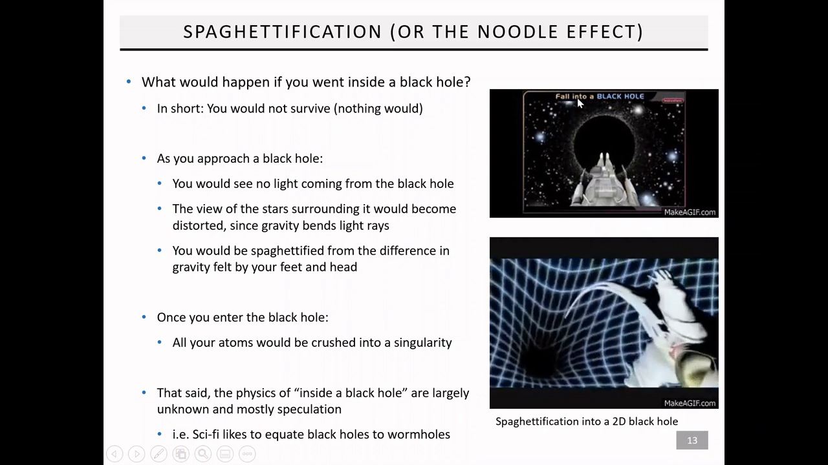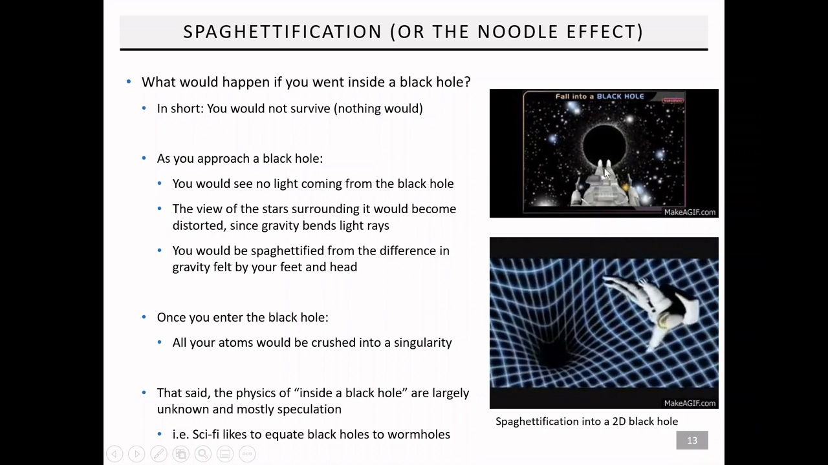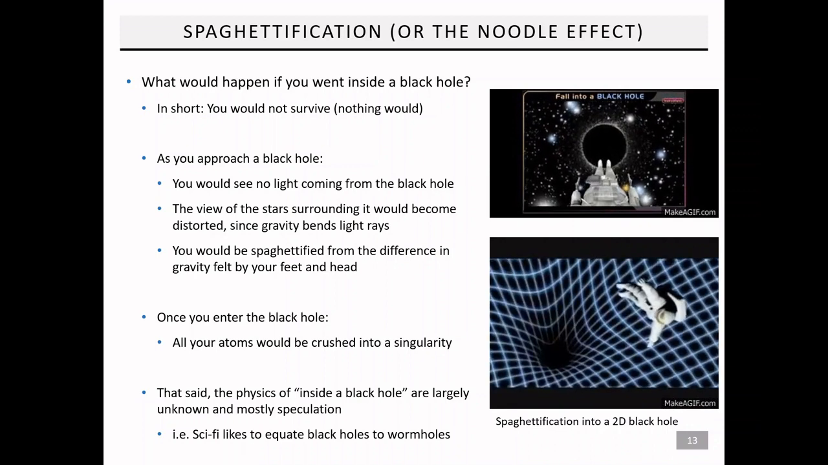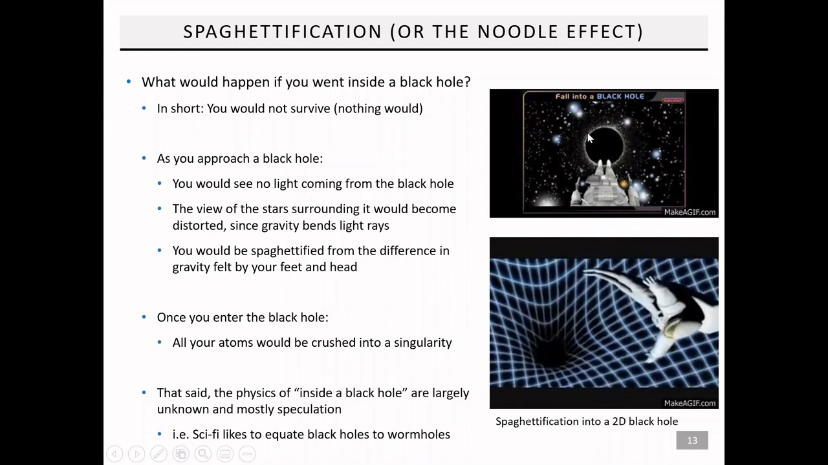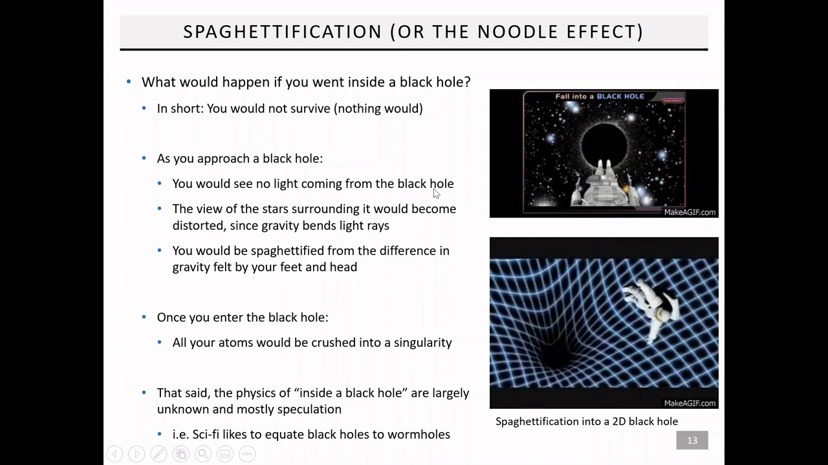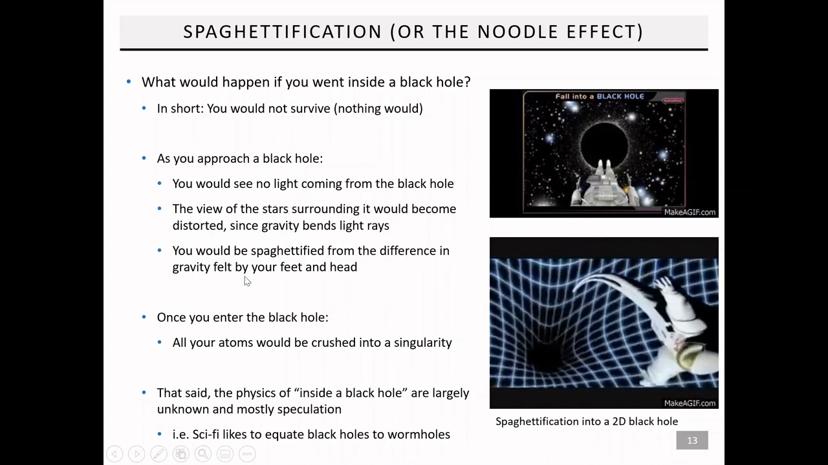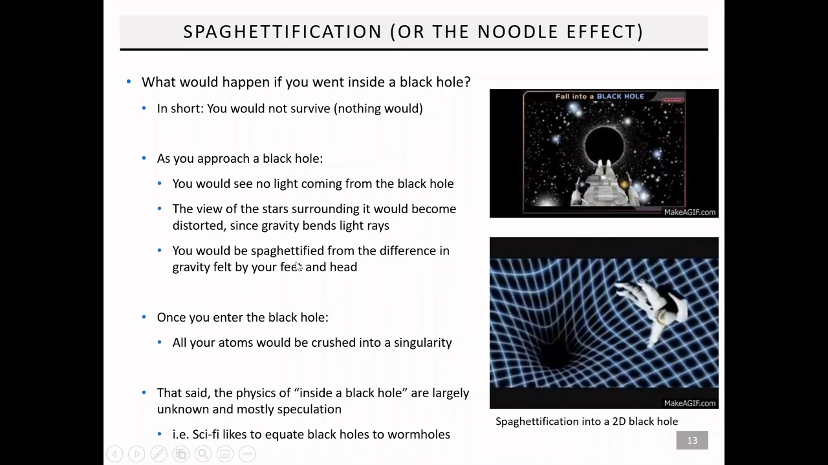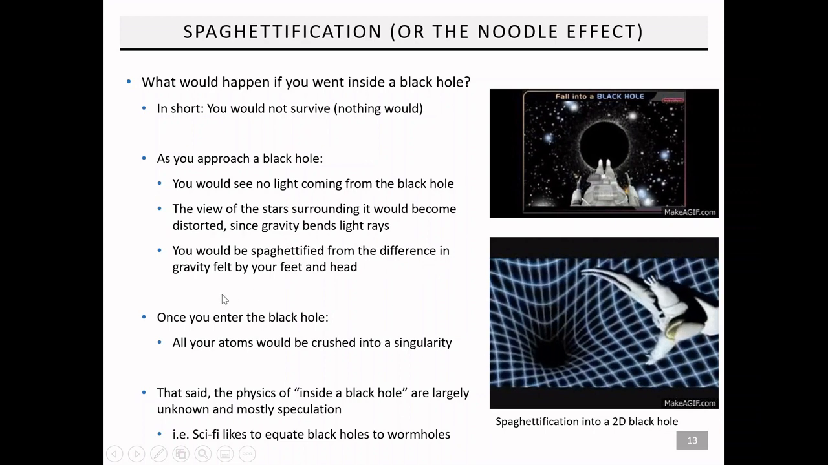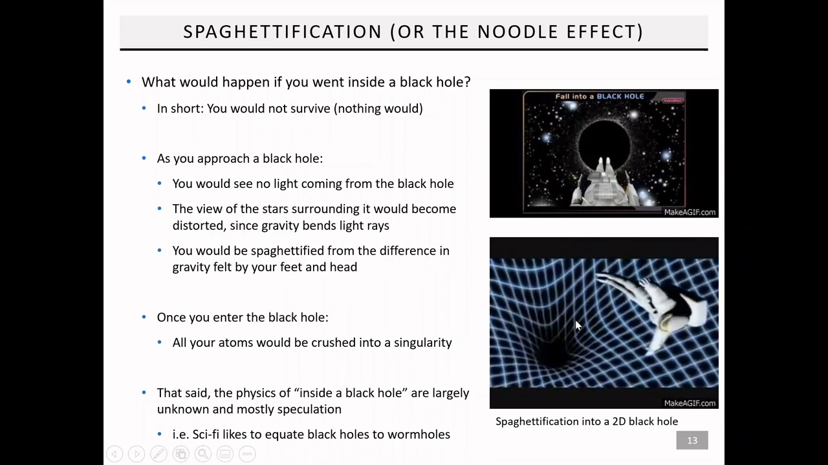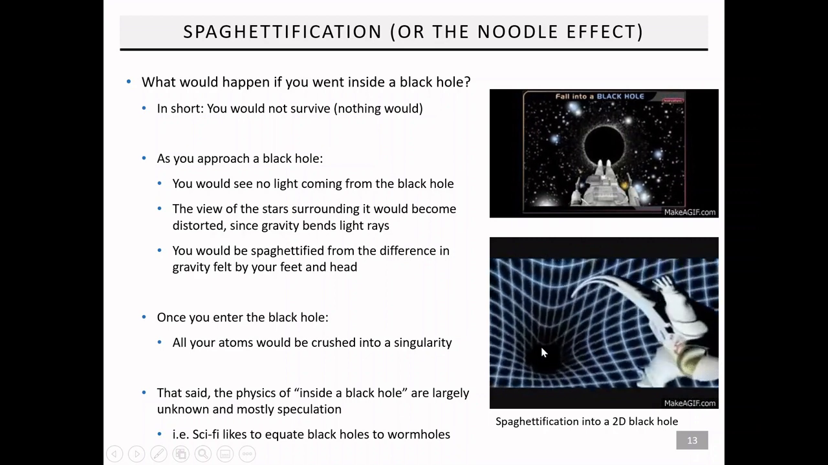Around the outside of the black hole, around the event horizon, you will see stars that become distorted, and they'll get more and more distorted as you get closer and closer. This is because gravity is bending the light rays. Then the interesting bit is that you would be spaghettified because of the difference in gravity felt between your feet and your head. And this is shown in the bottom right.